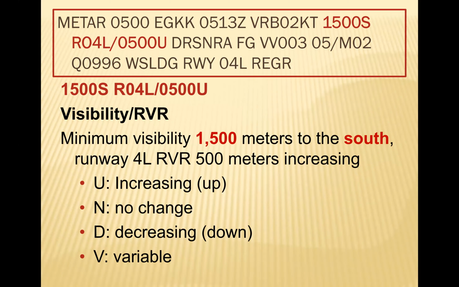So you're going to see a whole lot of detail when it comes to visibility and ceiling when you fly into places like Gatwick. This may not be, you know, in the south of France where the weather's nice and it's not so foggy, you may not see so many details, but here it's actually giving you 1,500 meters to the south. So specifically the S. And then 4 left, RVR 500 meters and increasing, which is the up here.